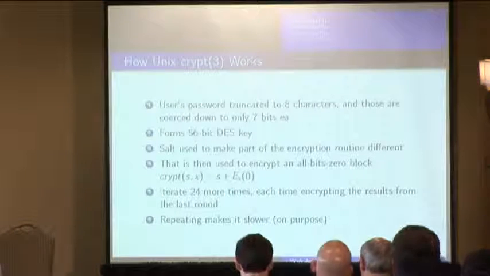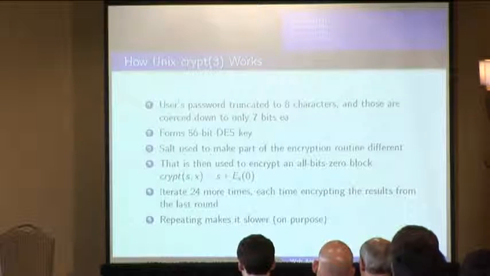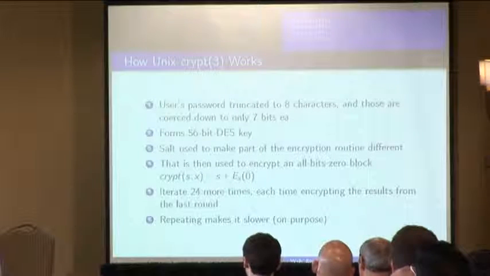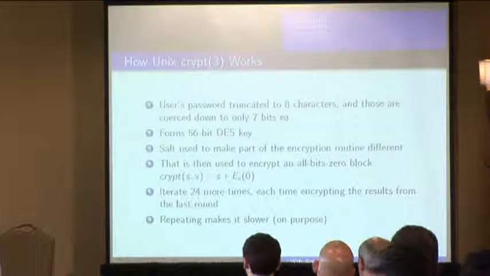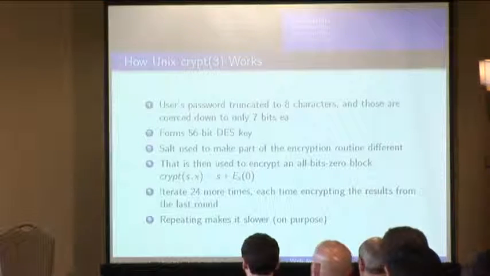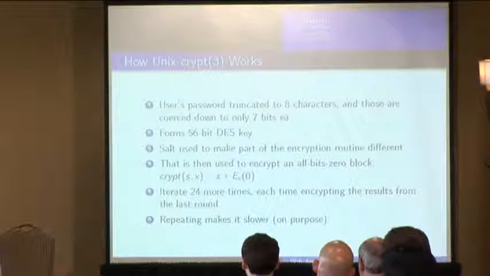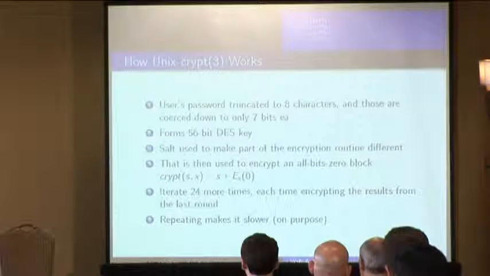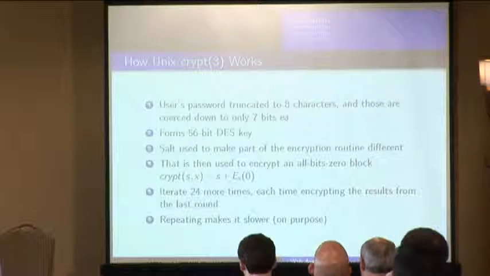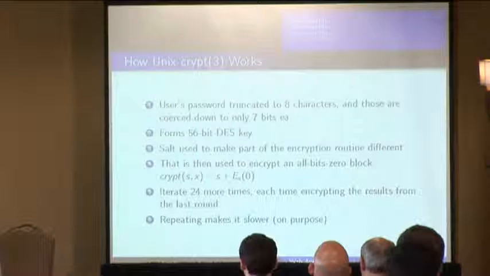But Unix crypt is even a little bit worse than that. The user's password was truncated to 8 characters in the original implementations, and those are coerced down to 7 bits each, because DES uses 56-bit keys, right? We're using the password as the key. So that forms the 56-bit DES key, and it actually dumps, I believe, the least significant bit. So in addition to it being ASCII, so the high bit is probably 0, now you've got the low bit forced to 0 as well. The salt is then used to make part of the encryption routine different, and then it's used to encrypt an all-zero block, and you iterate that 24 more times, each time encrypting the results from the previous round. That was designed to make it take about 1 second on the hardware at the time, in '76, '79, whenever they implemented this.